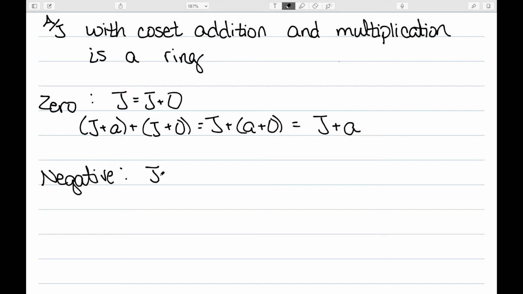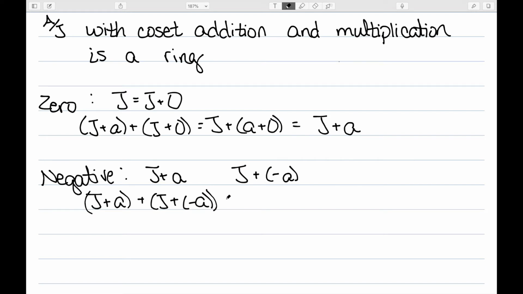For negatives, if I start with the set J plus a, its negative is going to be J plus negative a. If I then add these, we have J plus a plus J plus minus a. Under our operation, this is J plus a plus minus a. And we know a plus minus a is 0, and J plus 0 is just J. So when I add these two elements, I get back to my zero element, so this would be the negative. And so this is known as the quotient ring.